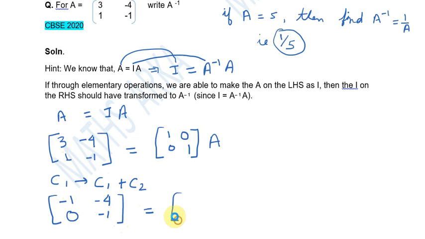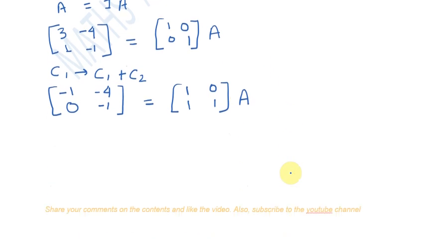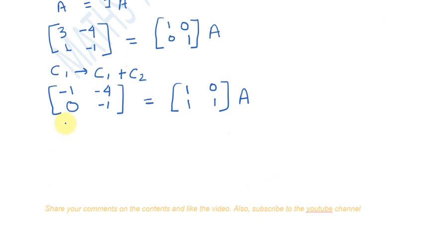Okay, so what do we do over here? We would be doing the same operations here as well. So this one is our C1 plus C2. 1 plus 0 is 1, 0 plus 1 is 1, and these would remain as it is. Okay, so with this one operation we have achieved something, that here this element A21 is now 0.